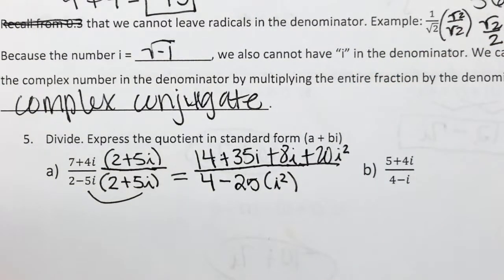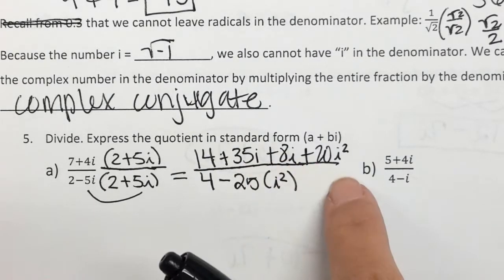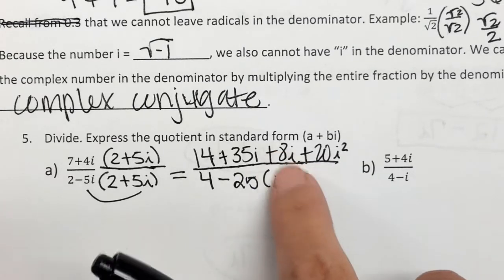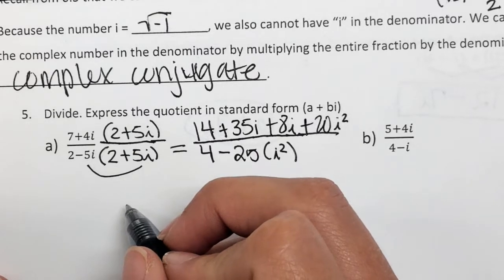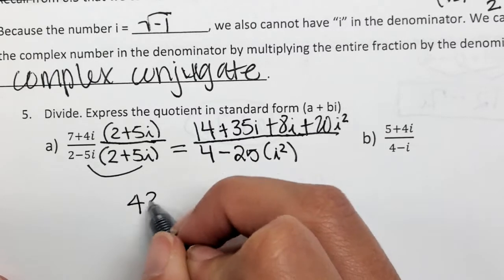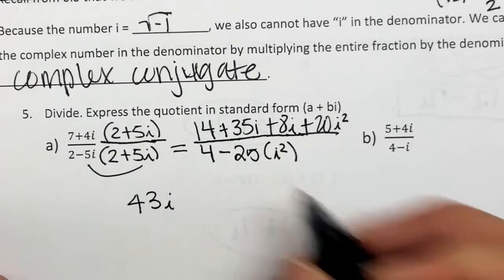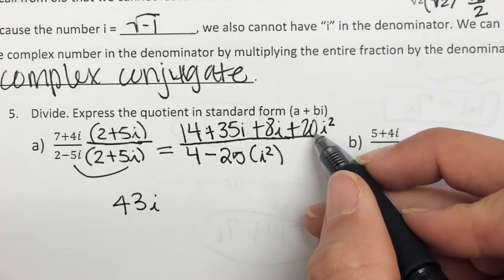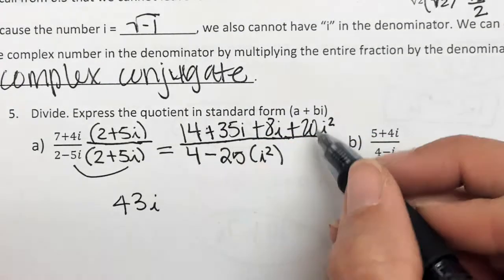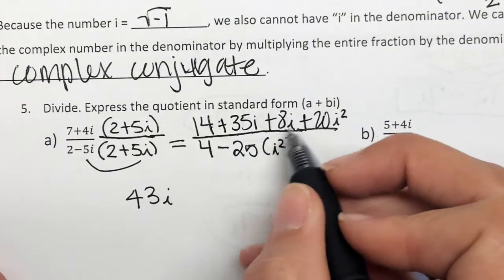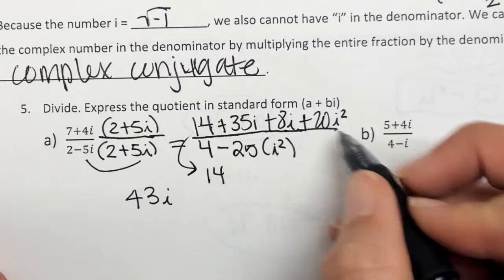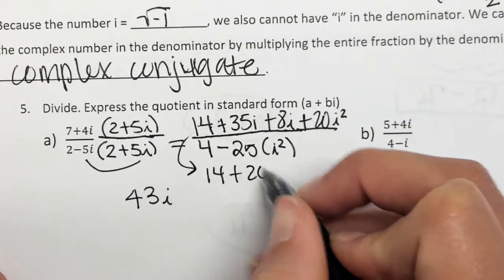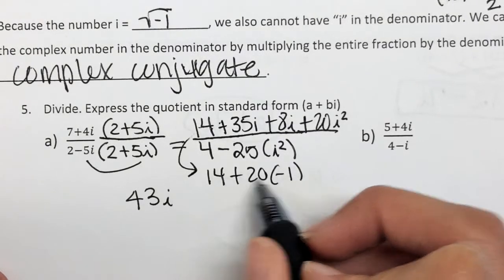Now let's just clean it up. So Miles, on top, what are my like terms? 35i. Alright, that's going to make what? 43i. Okay. And this is the same thing as 14 what? 35 plus 8. So I'm going to rewrite this part. This would be 14, and we can replace the i squared with negative 1. So what is 14 minus 20?